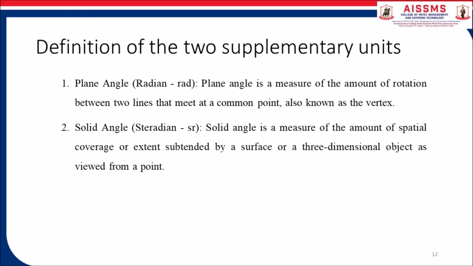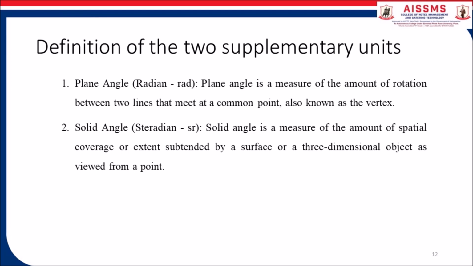One radian is defined as the angle subtended at the center of a circle by an arc whose length is equal to the radius of the circle. Radian is dimensionless, meaning it does not have any units associated with it. Radians are commonly used in mathematical and scientific contexts, especially in trigonometry, calculus, and physics, due to their convenient relationship with the properties of circles and periodic phenomena.